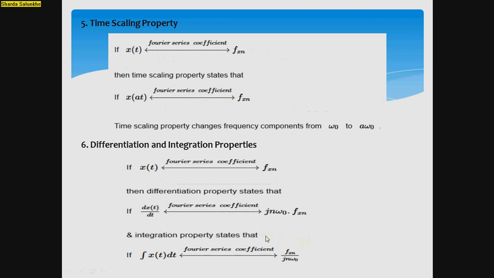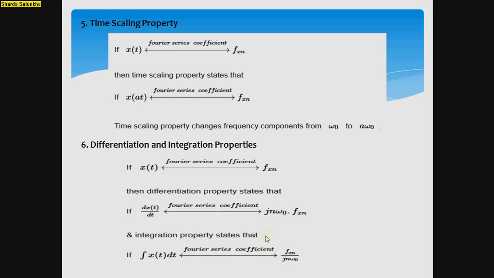Time scaling property. If x(t) has Fourier coefficient X[n], then the time scaling property states that for x(at), where a is the scaling factor, the component changes from omega 0 to a times omega 0.